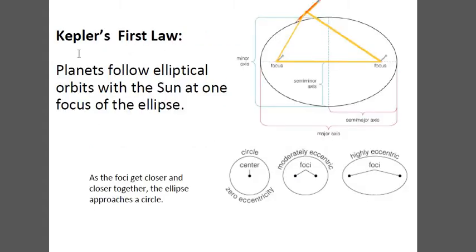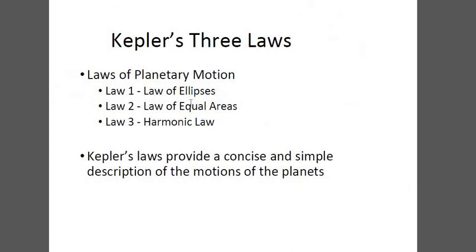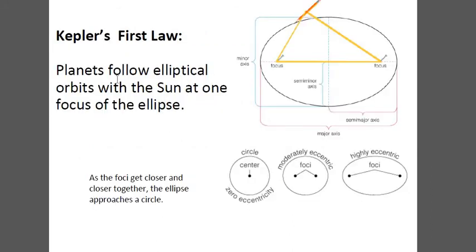So let's first discuss Kepler's first law, the law of ellipse. The planets follow an elliptical orbit with the sun at one focus of the ellipse. So all the planets follow an elliptical orbit with the sun at one particular focus of the ellipse.